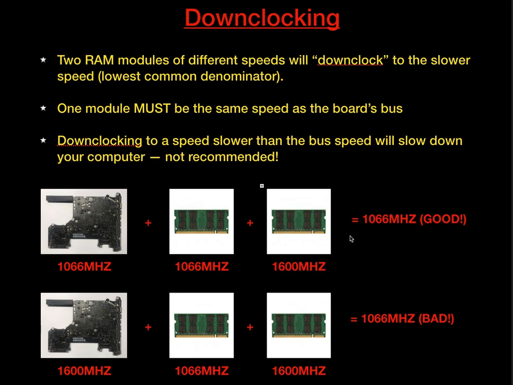Okay, that's good. So what it does is it downclocks to the 1066, and your board speed is 1066. So you're good. You're running at the board's full potential, and you're able to utilize a faster memory module.